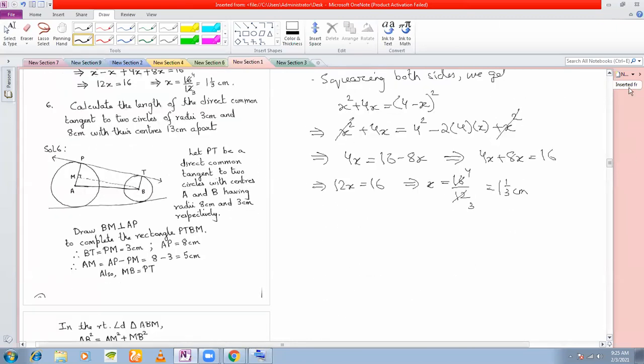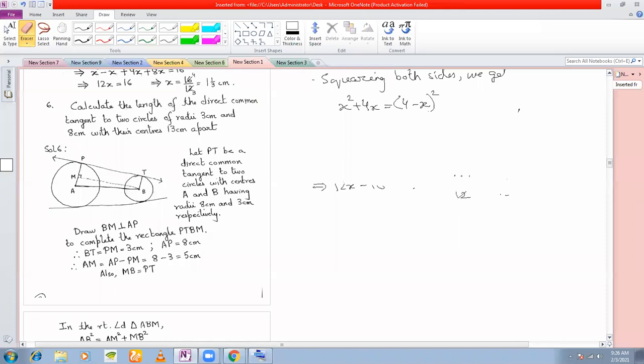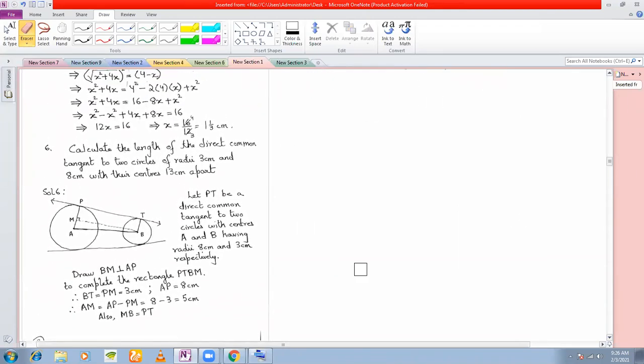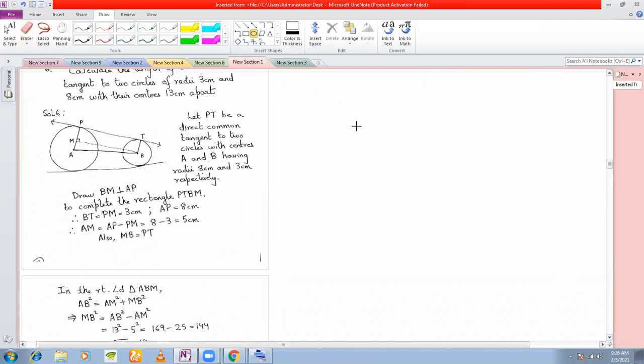Next, number 6, length of the direct common tangent. So you will give this question in the exam. As I said yesterday, whether I can give. It's not that I cannot give, but you will have a choice. But now, direct common tangent.